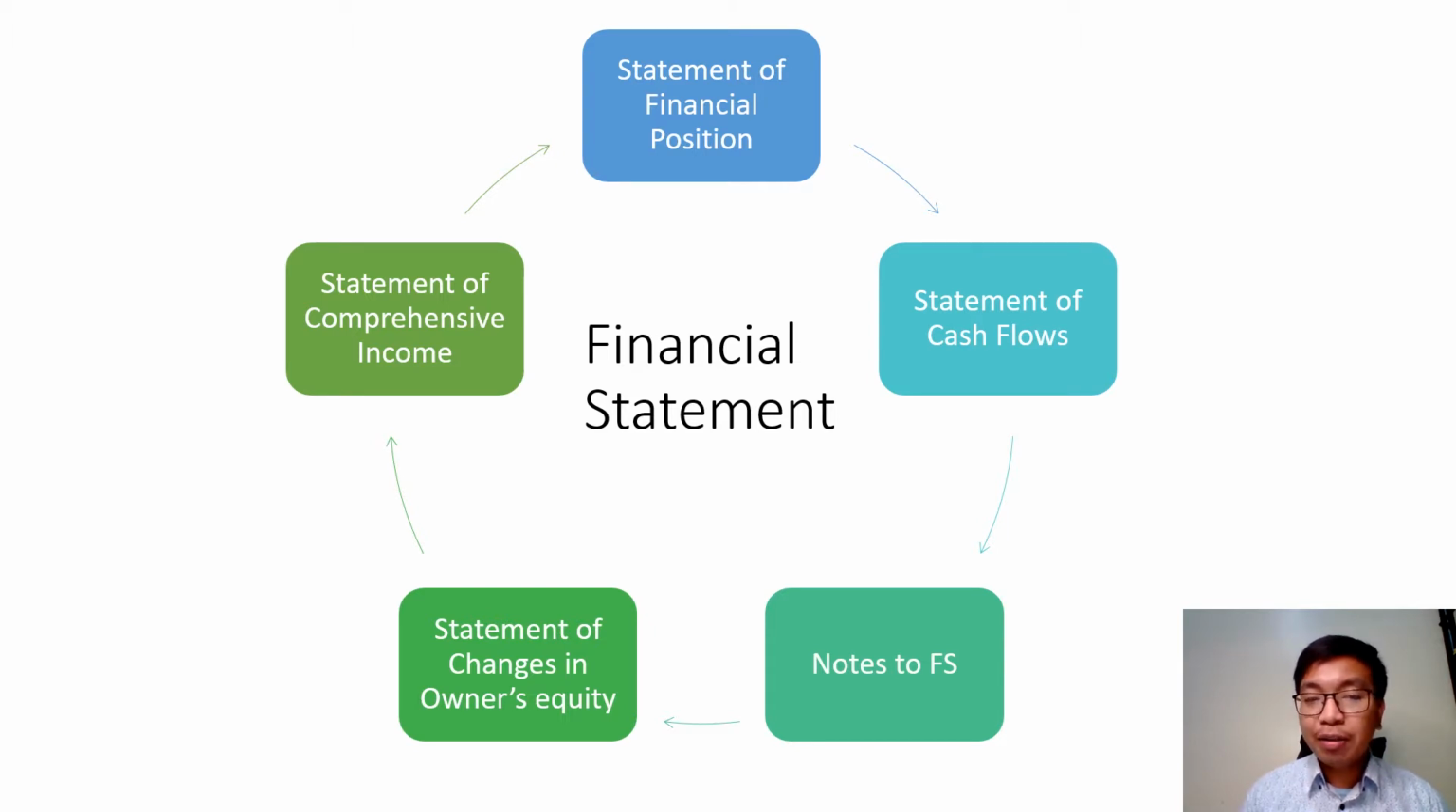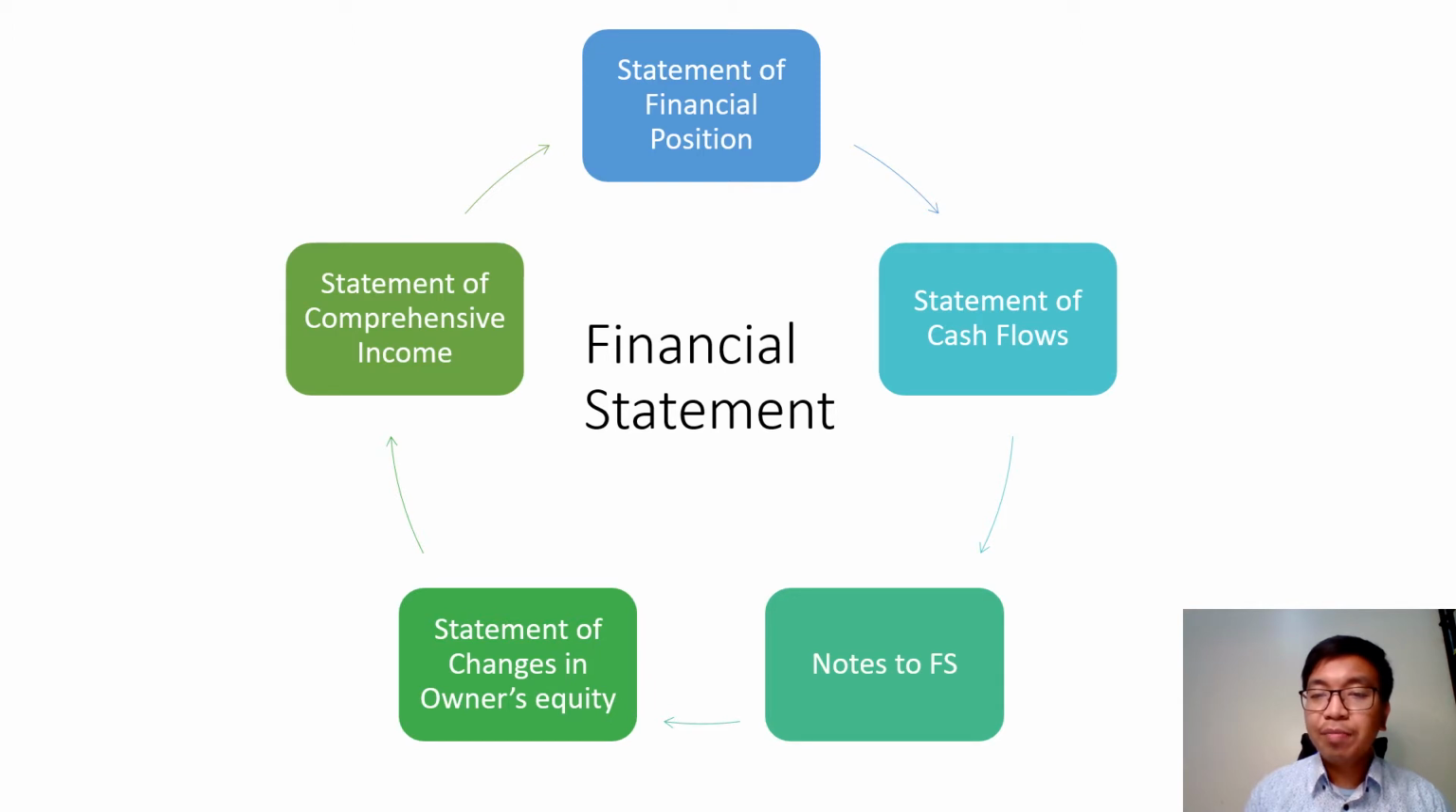The second one is the statement of comprehensive income, which shows the financial performance of the company. Here we'll be able to see two basic accounting elements, which are the revenue and expenses. The third one would be the statement of financial position. It will show us the position of the company, how much the company owns, how much the company owes, and the net worth of the company. Here, we'll be able to see the other 3 accounting elements: the assets, liabilities, and owner's equity.